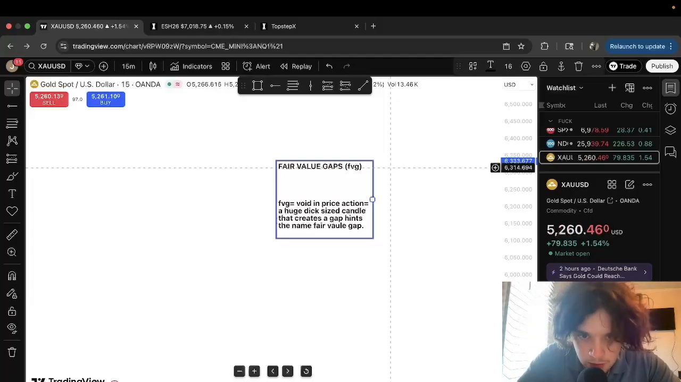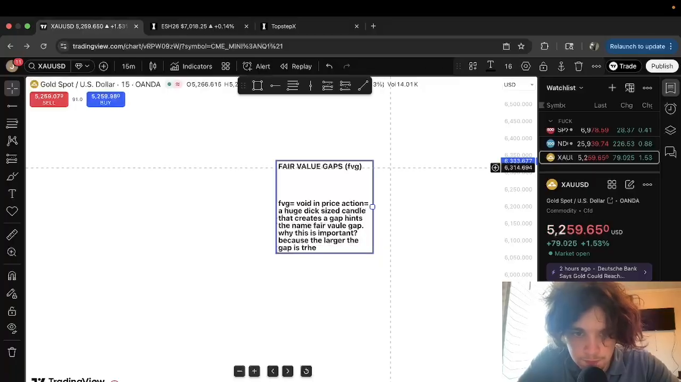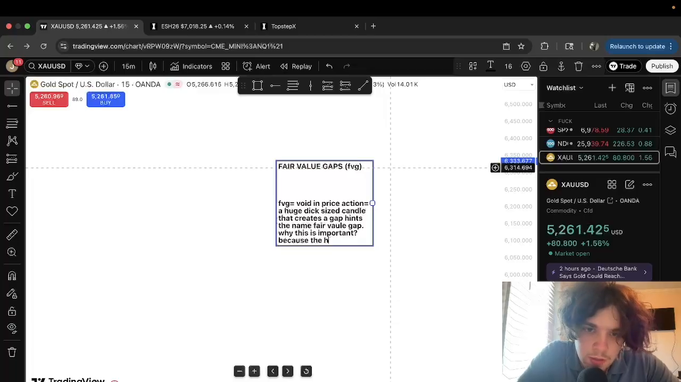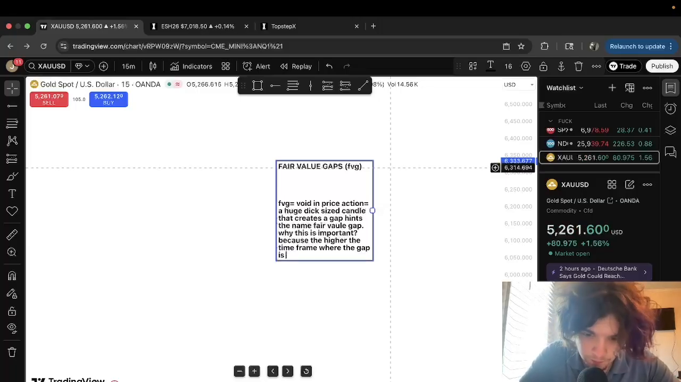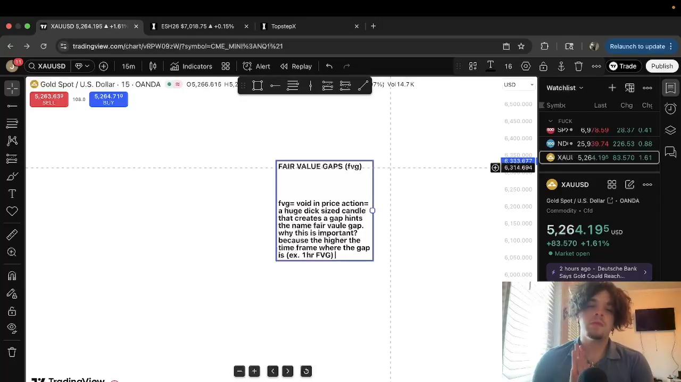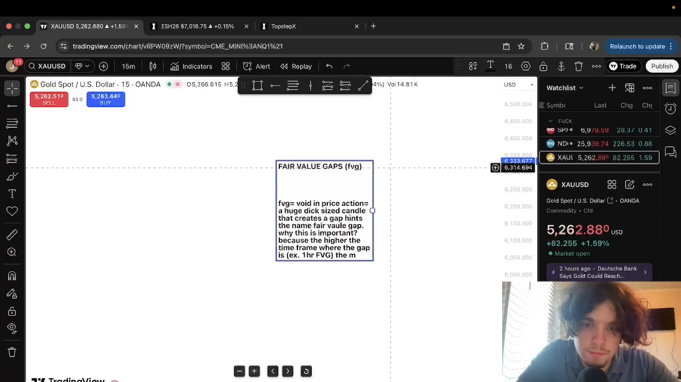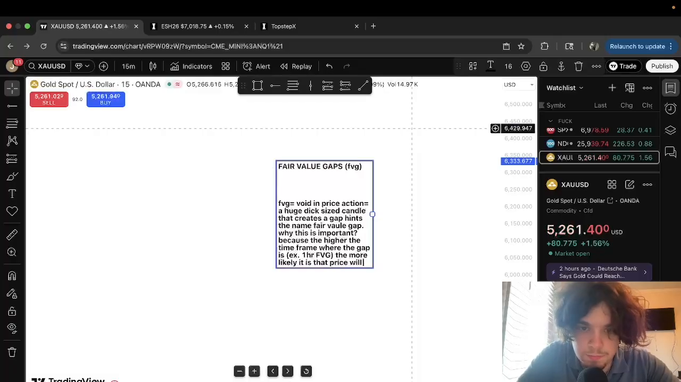So, why is this important? Because the higher the time frame where the gap is, example, a 1 hour fair value gap, the more likely it is that price is drawn to it.